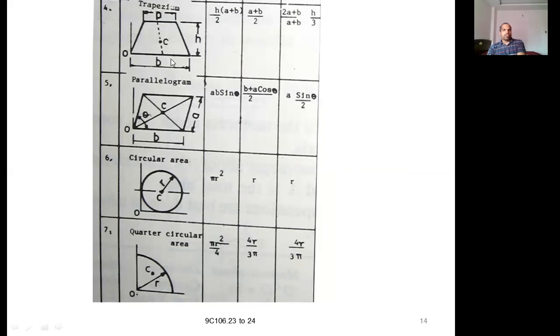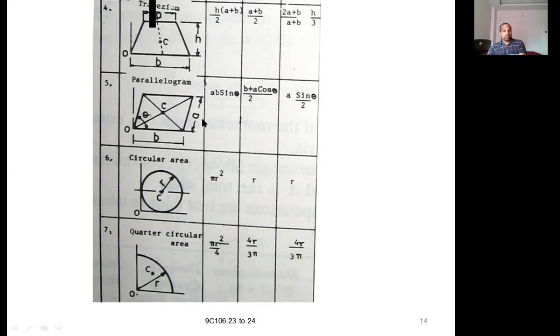Next, the trapezium. For the trapezium, the area is h by 2 into a plus b, that is, average width into height. Average width is a plus b by 2, and the height is h. Here a is the top width and b is the bottom width. Next, y bar is 2a plus b by a plus b into h by 3.